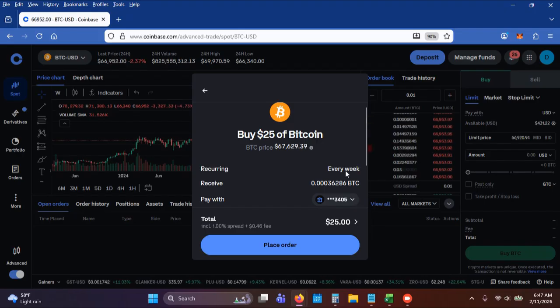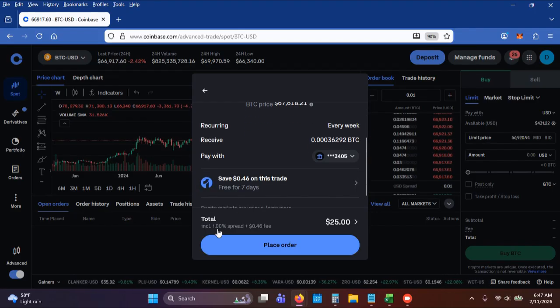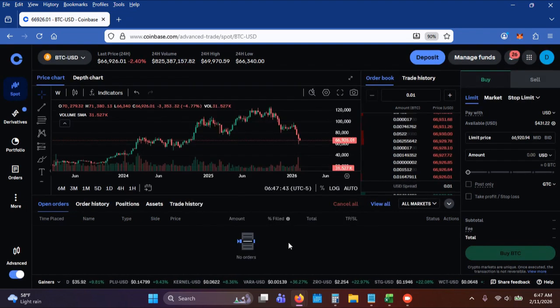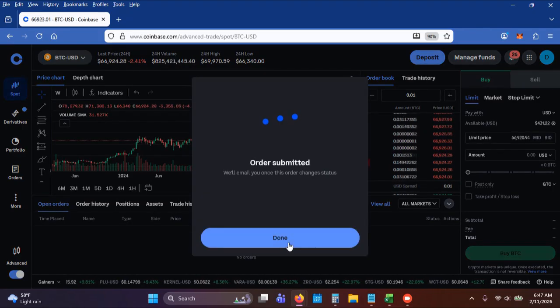So I'm going to have a recurring purchase of Bitcoin every week. It's going to take $25 out of my account, and it's going to purchase a certain amount of Bitcoin depending on what the price of Bitcoin is. It's going to pay with this account, and as of this purchase, it's going to give me that much Bitcoin. I will be paying a 1% spread, which isn't bad, plus an additional 46-cent fee. I'm pleased with that because the whole goal here is to purchase more Bitcoin on the regular. And as the price dips, I'm cool. If the price goes up, I'm cool.